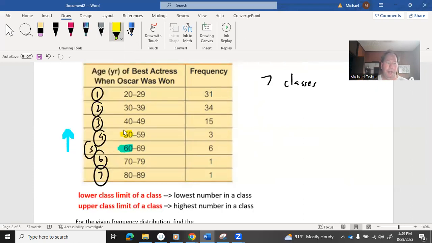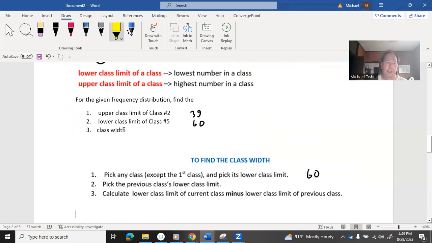And I'll highlight the lower class limit. So 60 is the lower class limit of the current class, which is class number 5. And 50 is the lower class limit of the previous class, which is class number 4. So we have 50 right here. Then third step, we want to have the lower class limit of the current class, which is 60, minus the previous class's lower class limit, which is 50, and 60 minus 50 is 10. So 10 is the class width.